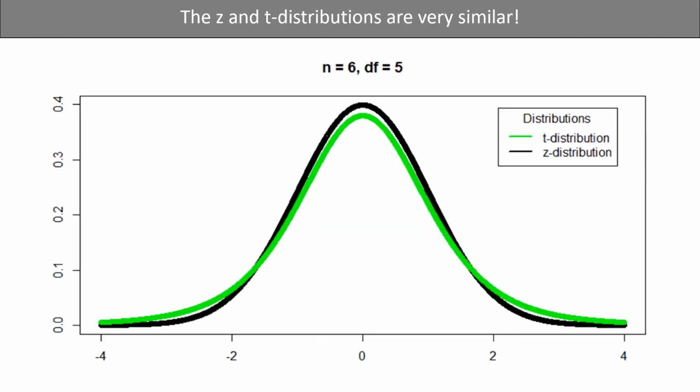Here's a picture of the t and z distributions on top of each other for a very small sample size of n equals 6. Remember that the degrees of freedom are just the sample size minus 1, which is going to be 5 in this example. The z-distribution is in black and the t-distribution is in green, so you can see how close they are together. The larger the sample size and degrees of freedom, the closer these two distributions will be to each other.